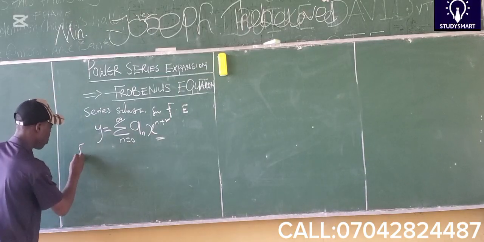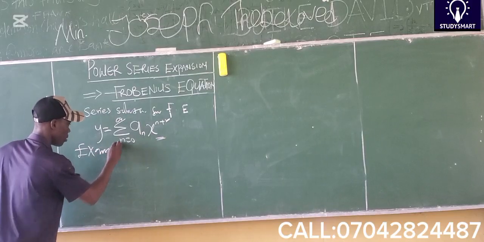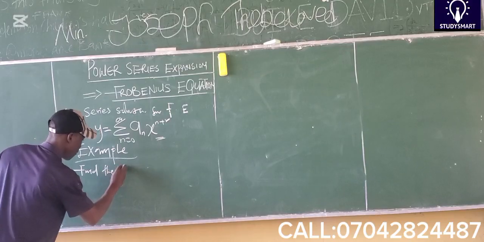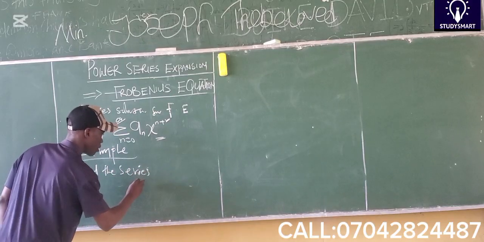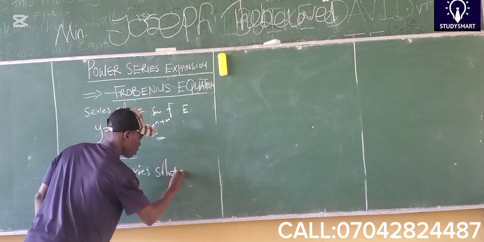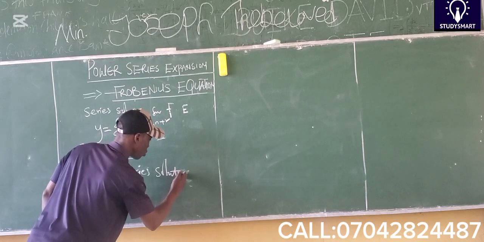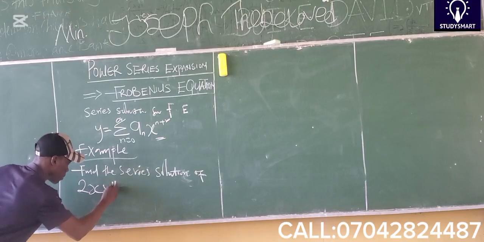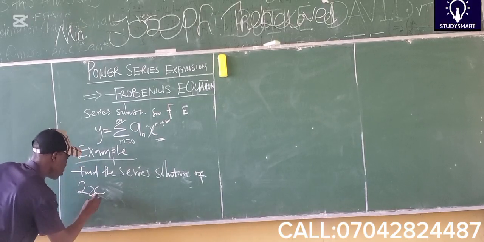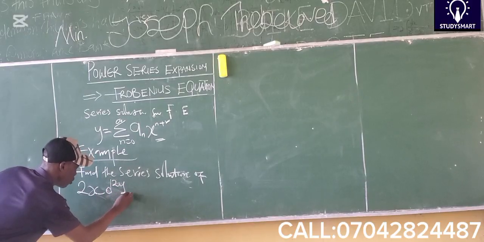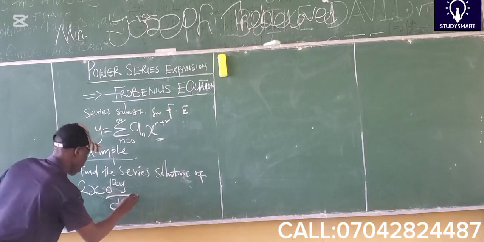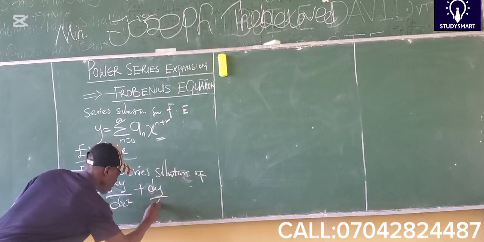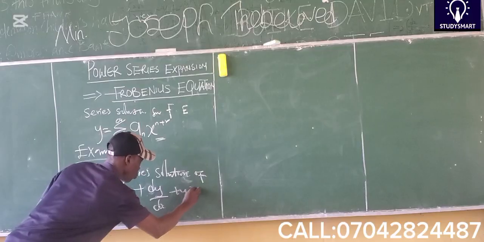Alright, so let us take an example. You can say: find the series solution of 2x y prime prime. Let me just turn this: this is 2x d squared y over dx squared, plus dy over dx, plus y equals 0.